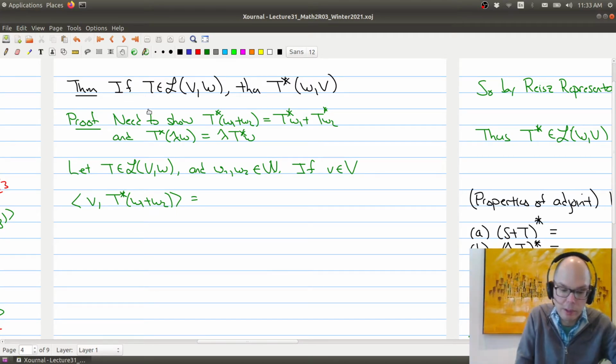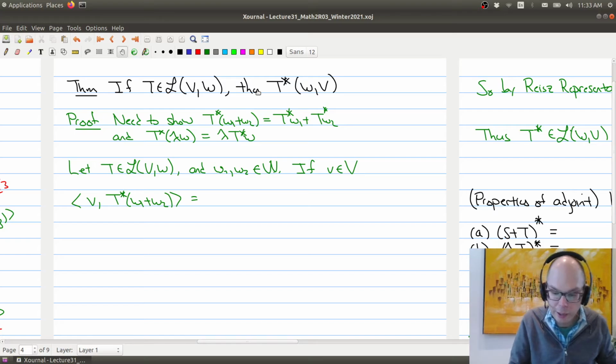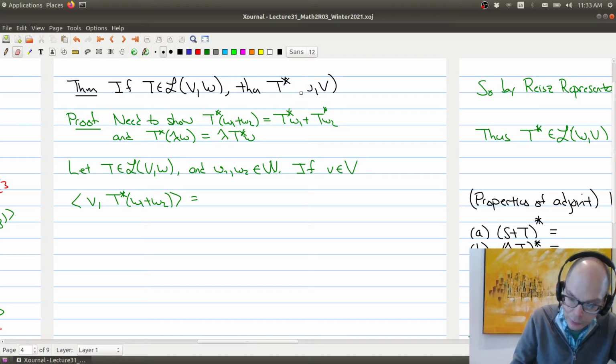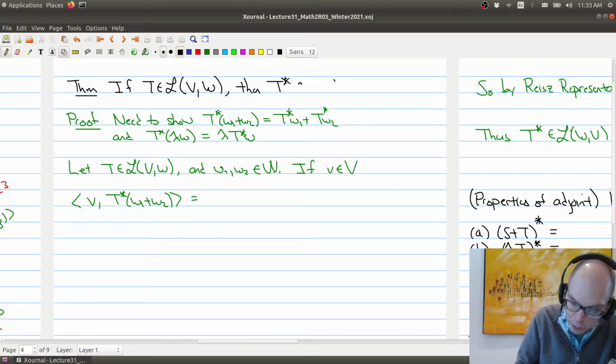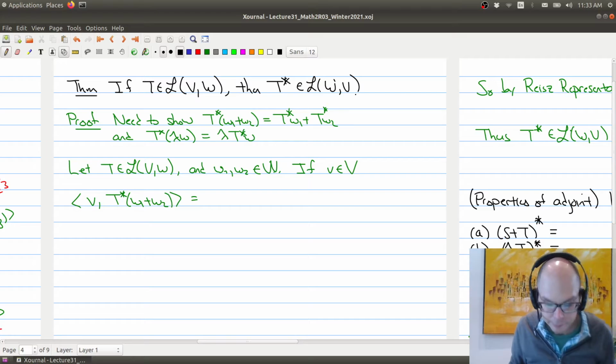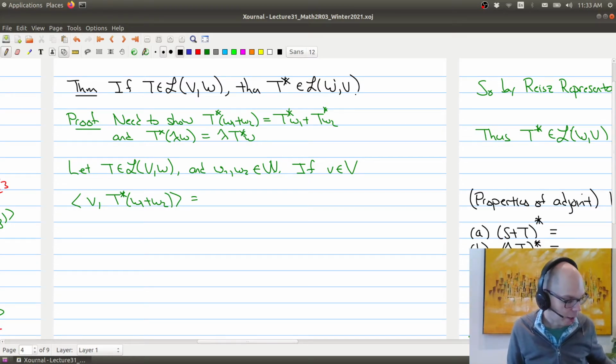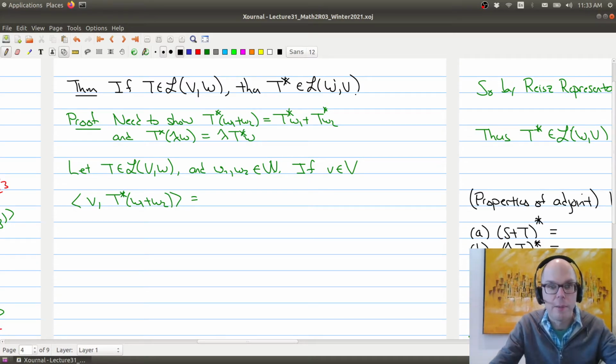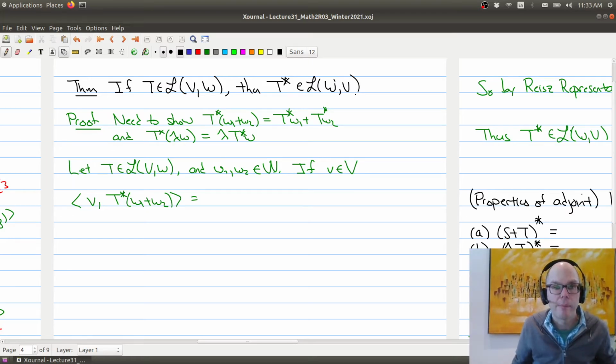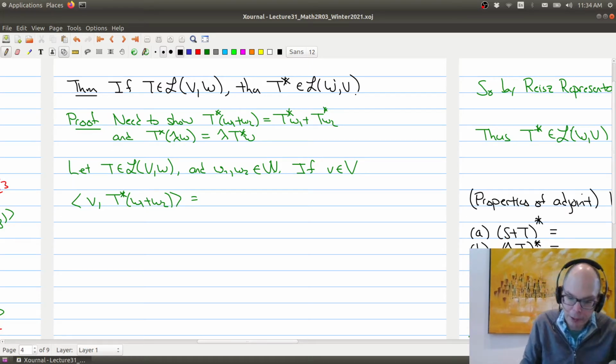Namely, if you start with a linear map, then the adjoint, and I wrote this wrong, the adjoint is a linear map going from the vector space W to the vector space V. Let me show you how the proof goes, because it's a good example of how these proofs work.